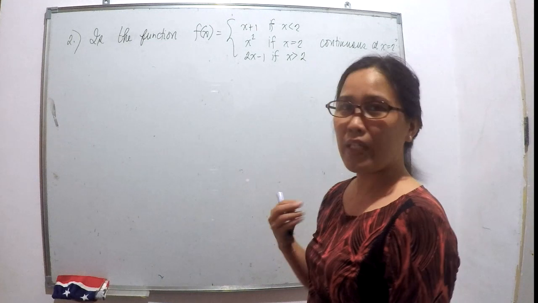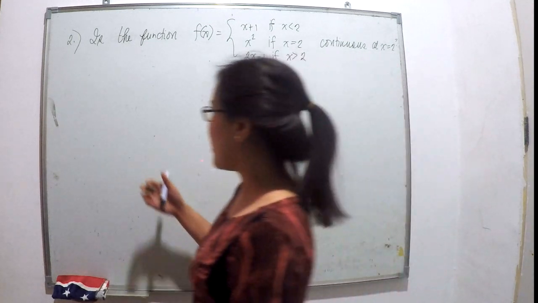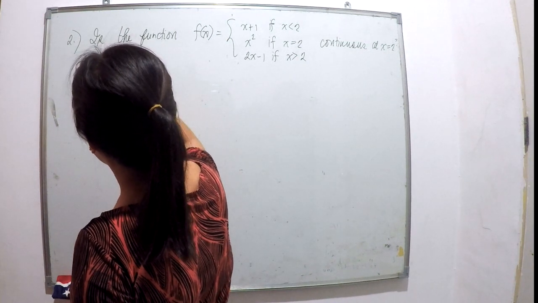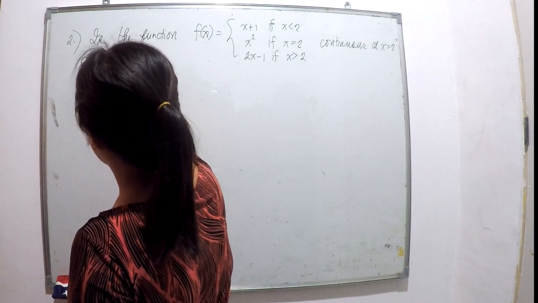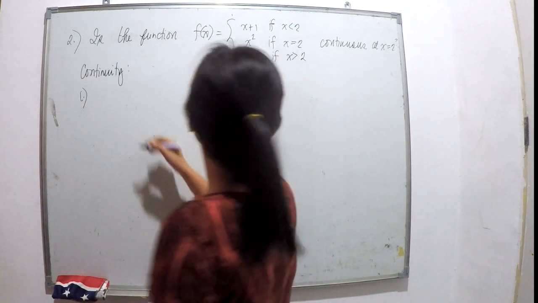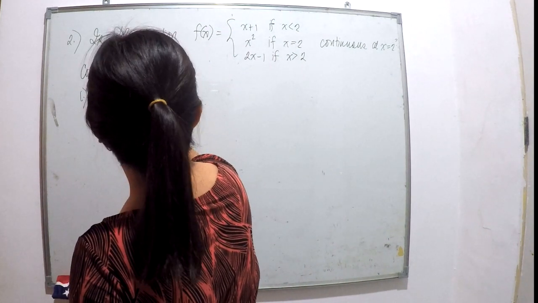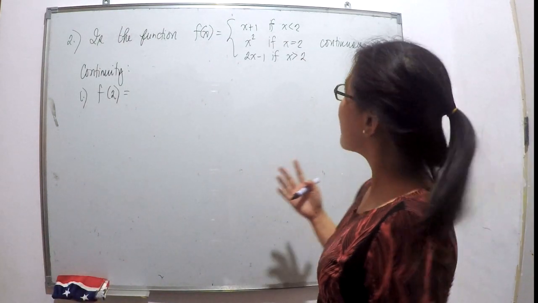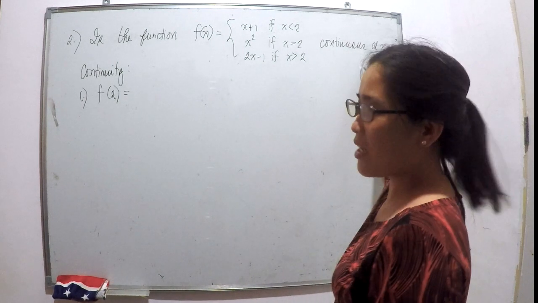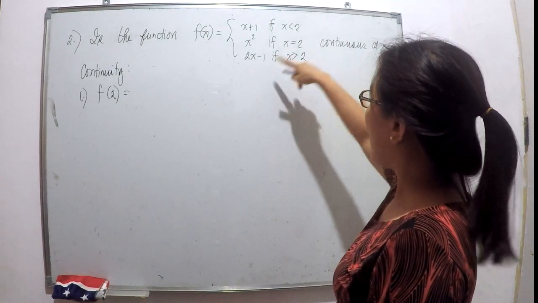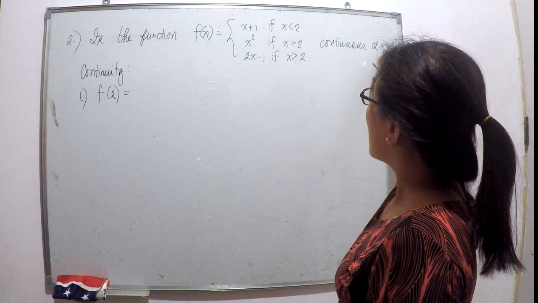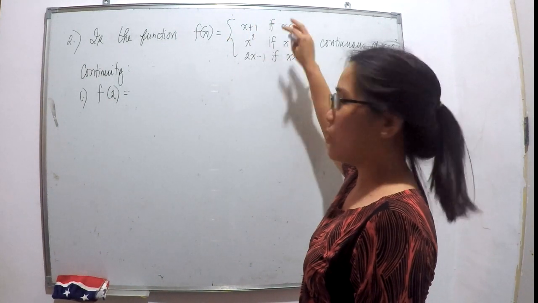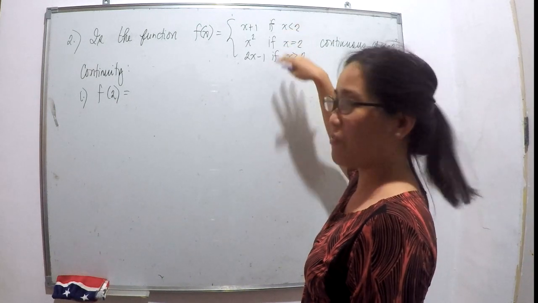Now, we can use the continuity test. Using the continuity test, we are going to satisfy the first condition: f of 2 exists. Does f of 2 exist? So where's f of 2? When you say f of 2, it is the value of f at x is equal to 2. Since this is a piecewise defined function, all we have to do is to consider the specified domain.